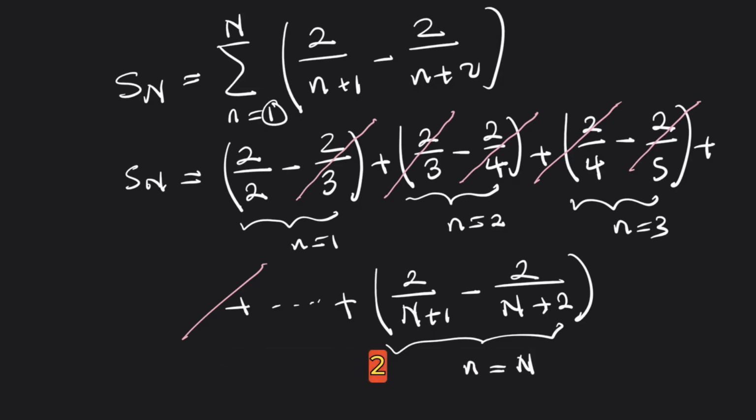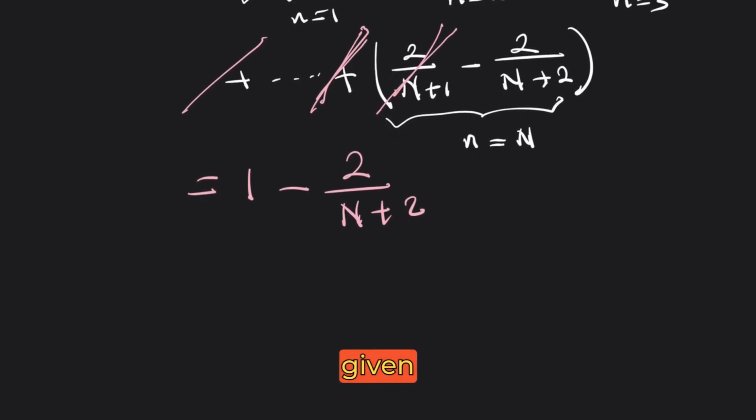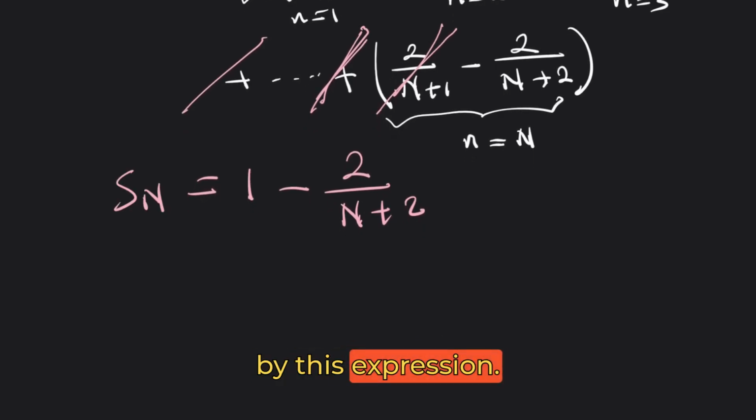So meaning that before 2 over n plus 1, there will be some term that will cancel out with the other term. Okay, so we cancel the other term before 2 over n plus 1, which cancels with this other term. So you're only going to remain with the first term, which is just 1, since 2 divided by 2 is 1, then minus the last term, which is 2 divided by n plus 2. Okay, so Sn is given by this expression.